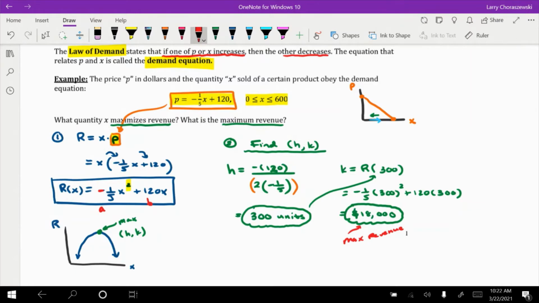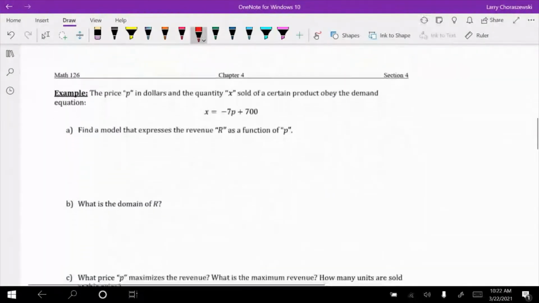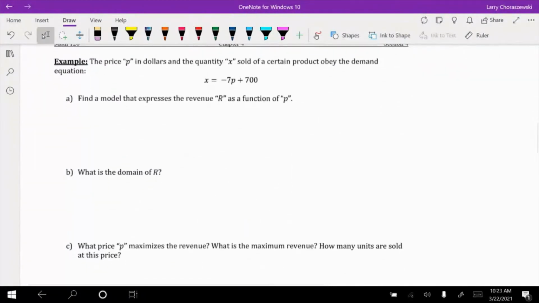All right, questions, comments, concerns, winning lotto numbers? You guys still with me? If so, let's put a little bit of a different spin on a very similar example.